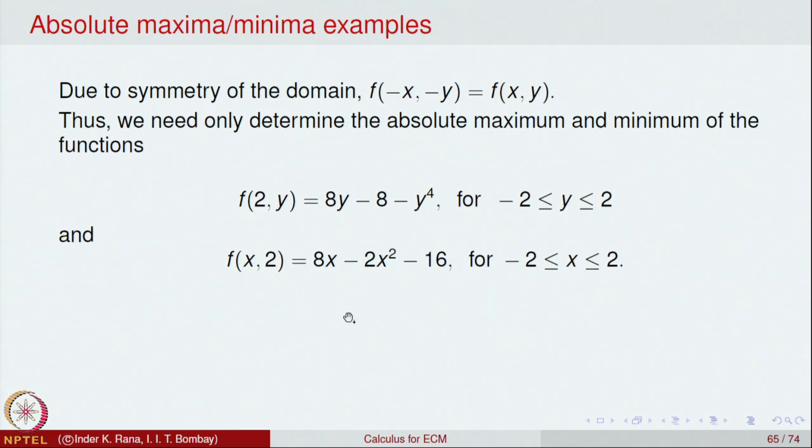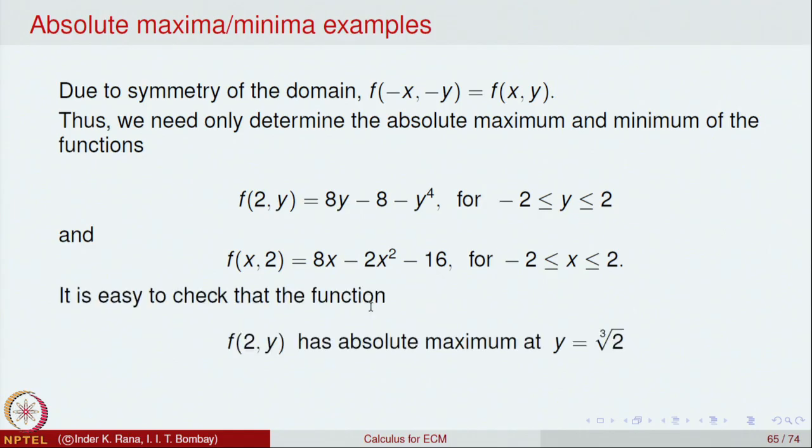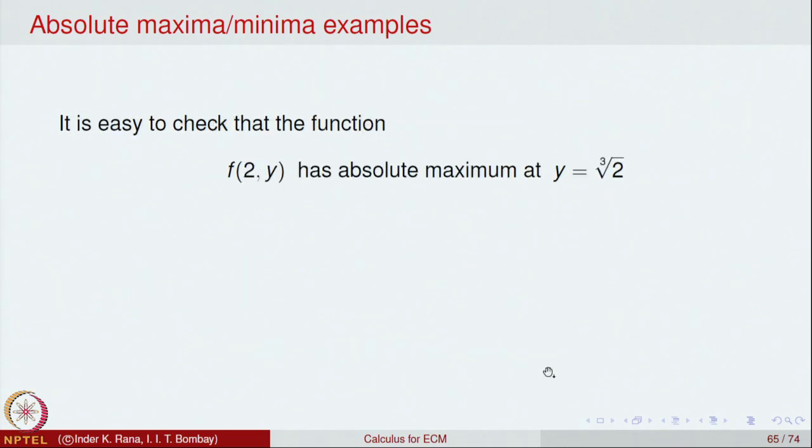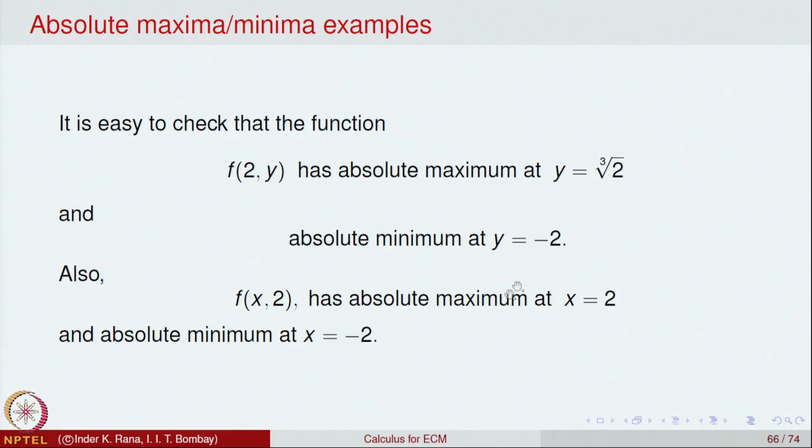For a function of one variable, we can analyze the conditions for the derivative to be equal to 0 and find the absolute maximum and minimum. We will leave it for you to check that as a function of one variable in y, f(2, y) has an absolute maximum at the point y equal to cube root of 2, and the minimum at the point y equal to minus 2. This is a function of one variable, and the analysis will give you these values.